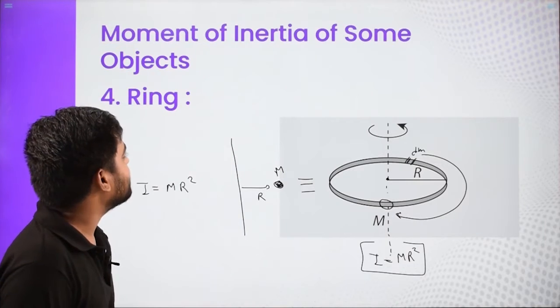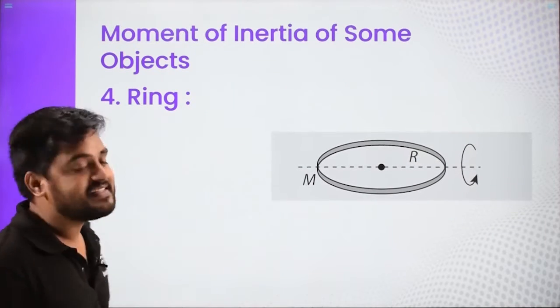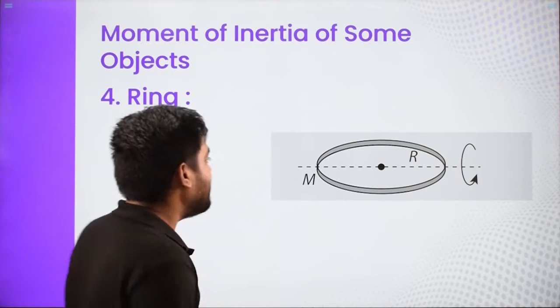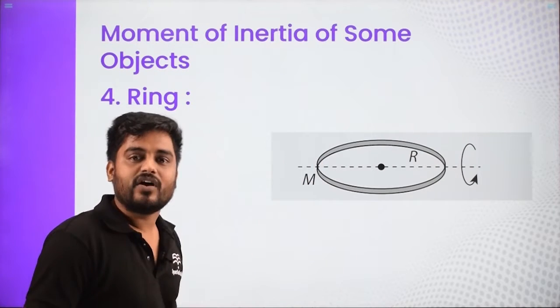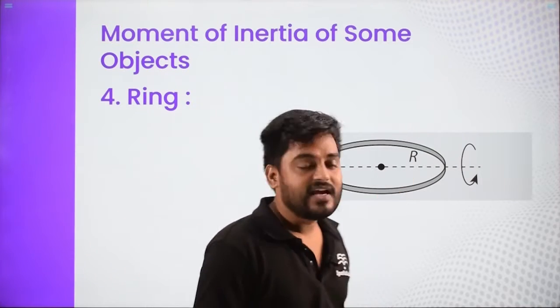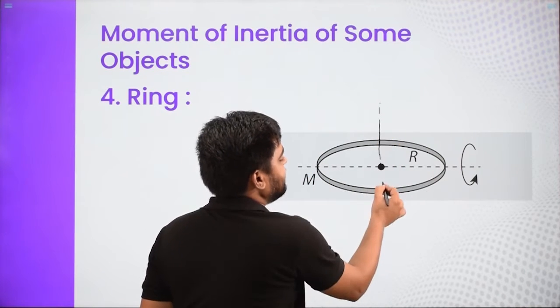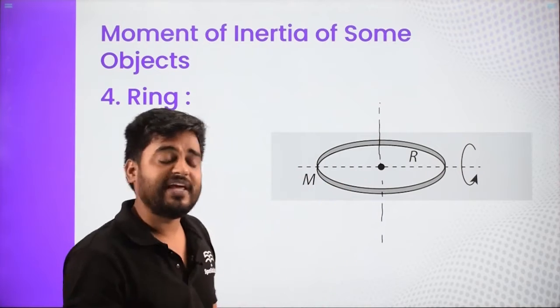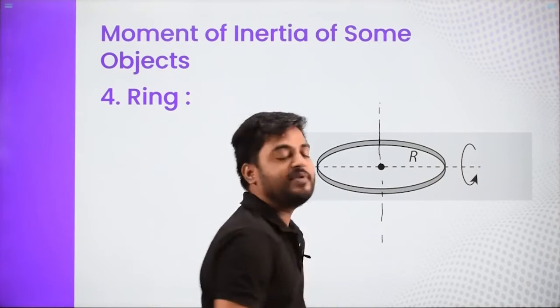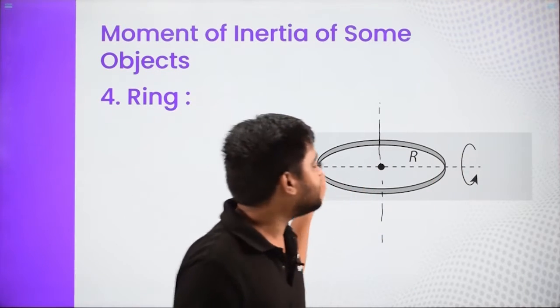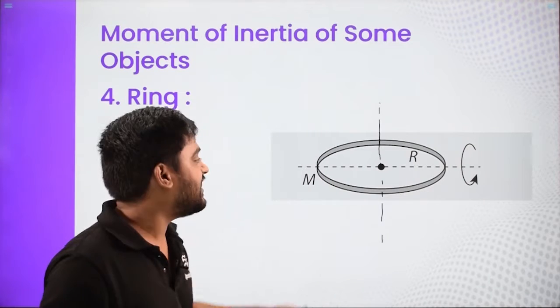Now let us discuss the case 2 of the ring. So basically this is the same ring of m mass and r radius, but this time rather than finding moment of inertia about this axis which is perpendicular to the plane of the ring, I am going to find the moment of inertia about this axis which is lying in the plane and it is basically along a diameter.